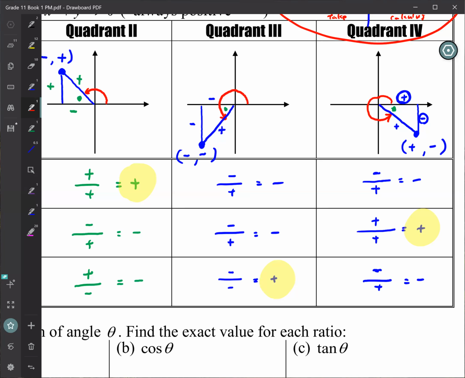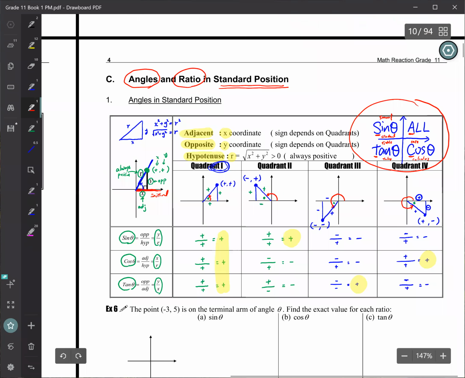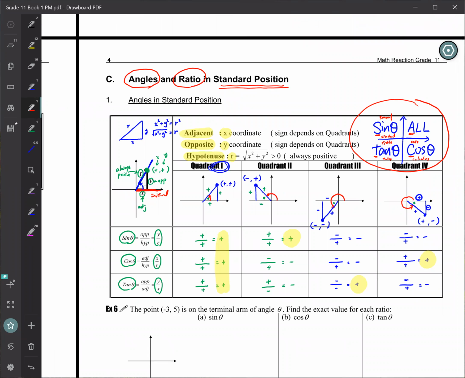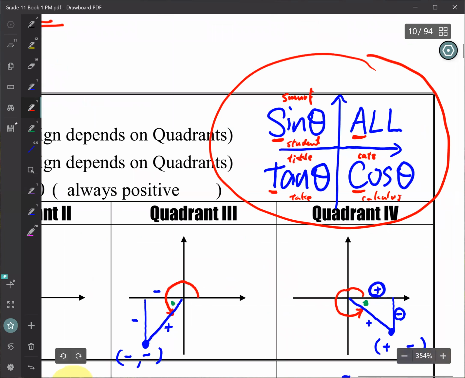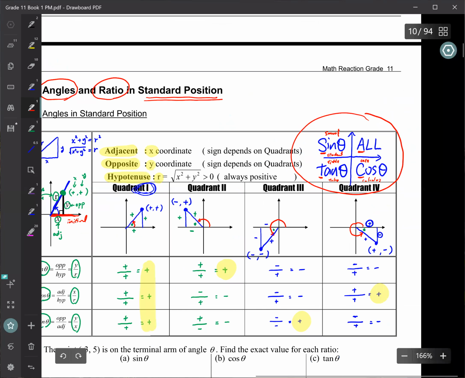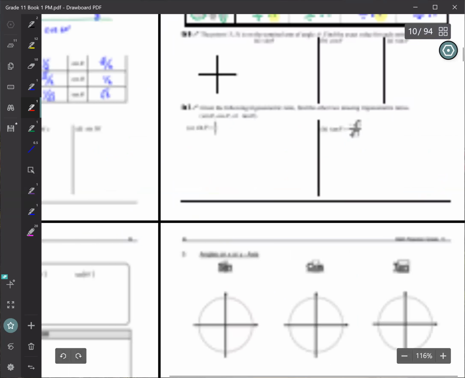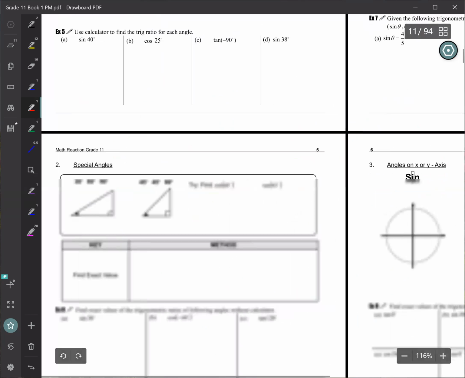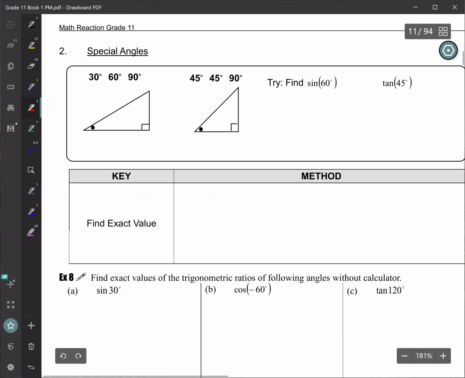Okay, Waylon, where is cosine positive? 1 and 4. Okay, so looks like everyone understands the chart. So keep this in mind. You can either use "All Students Take Calculus" or "All Smurf Cats." Memorize this for checking the sign.